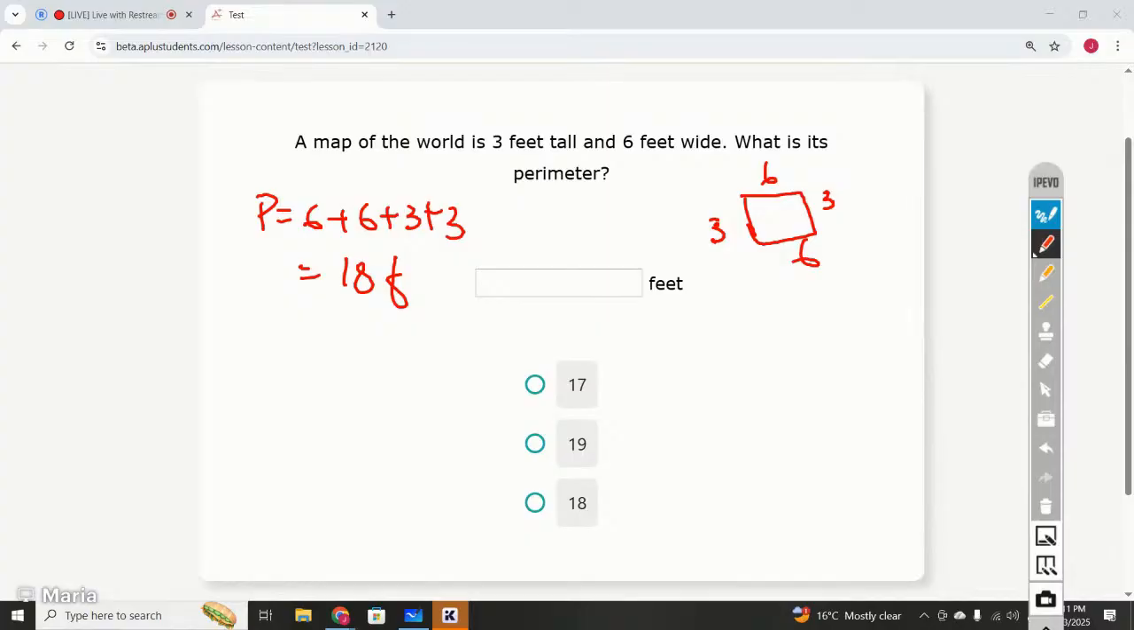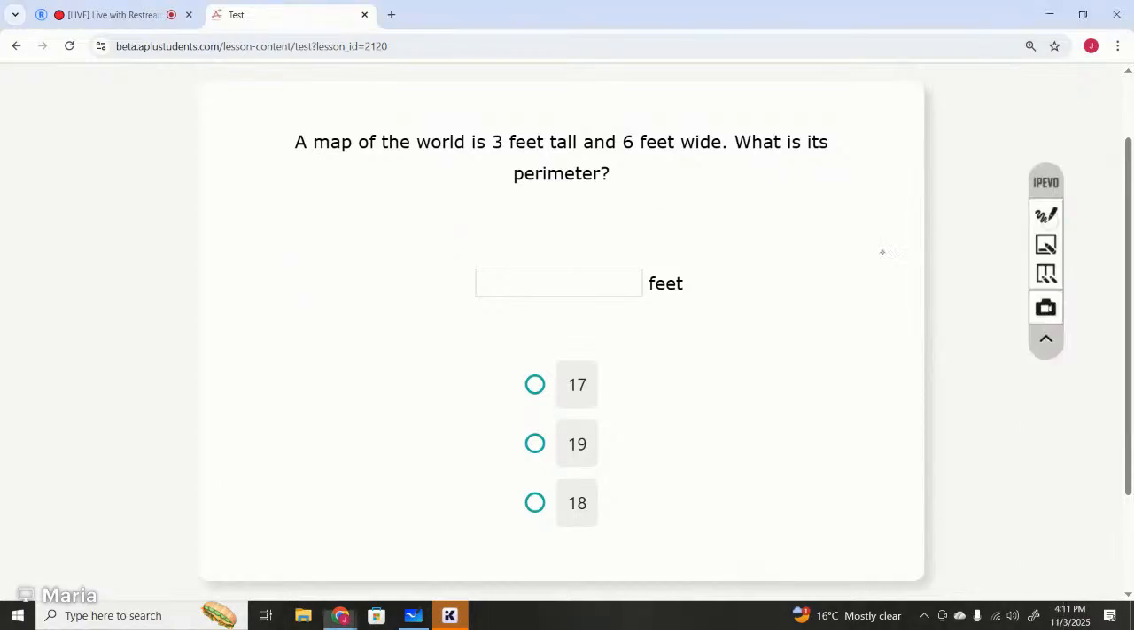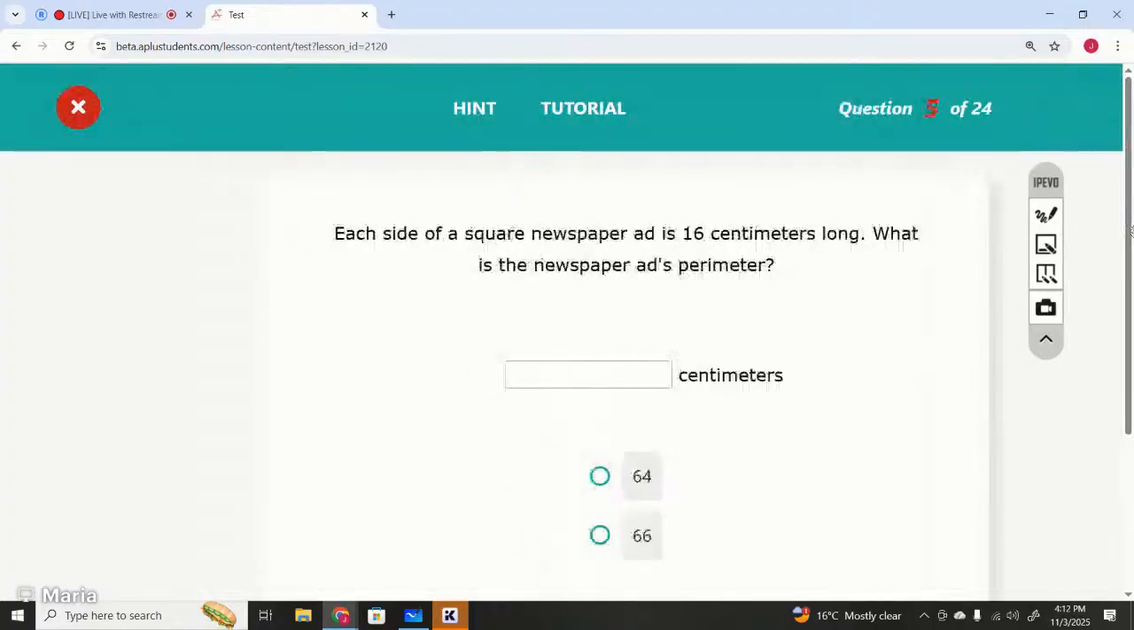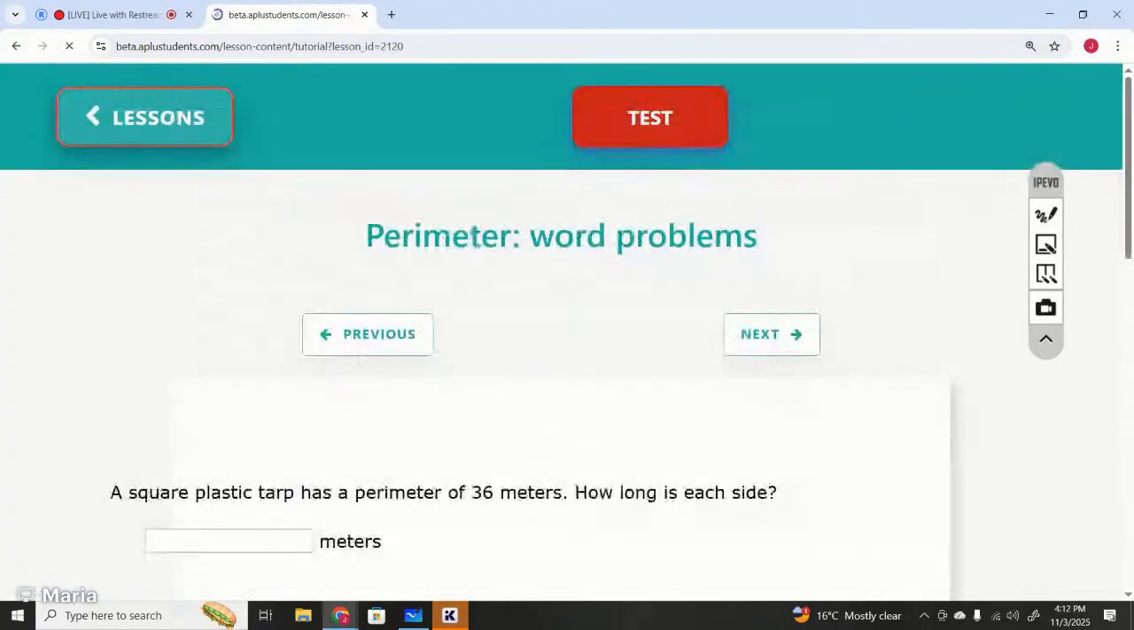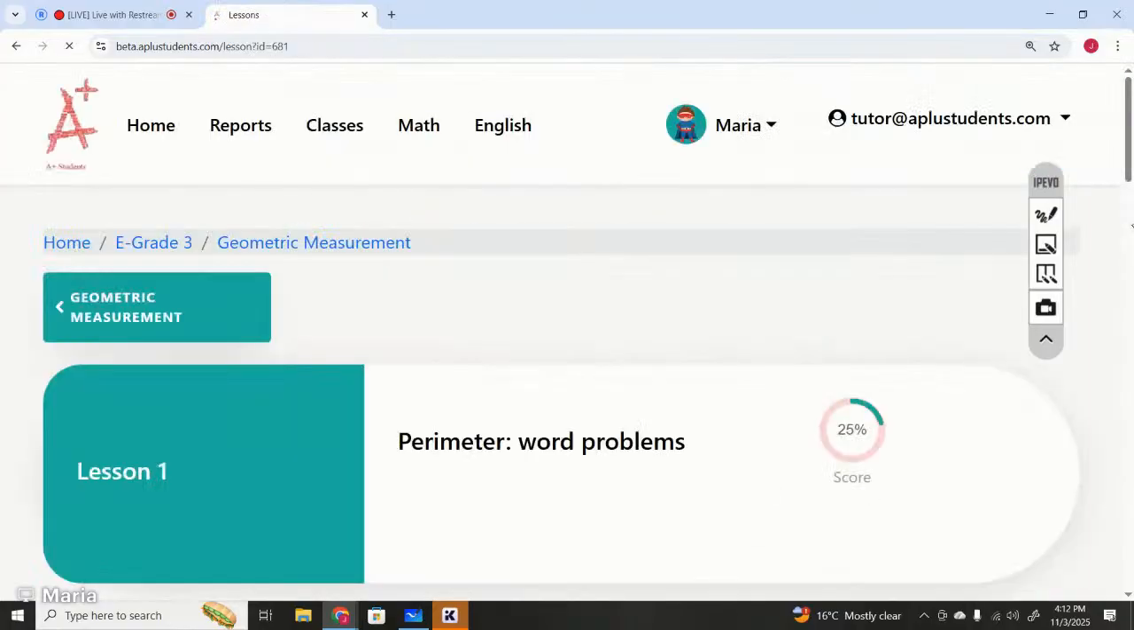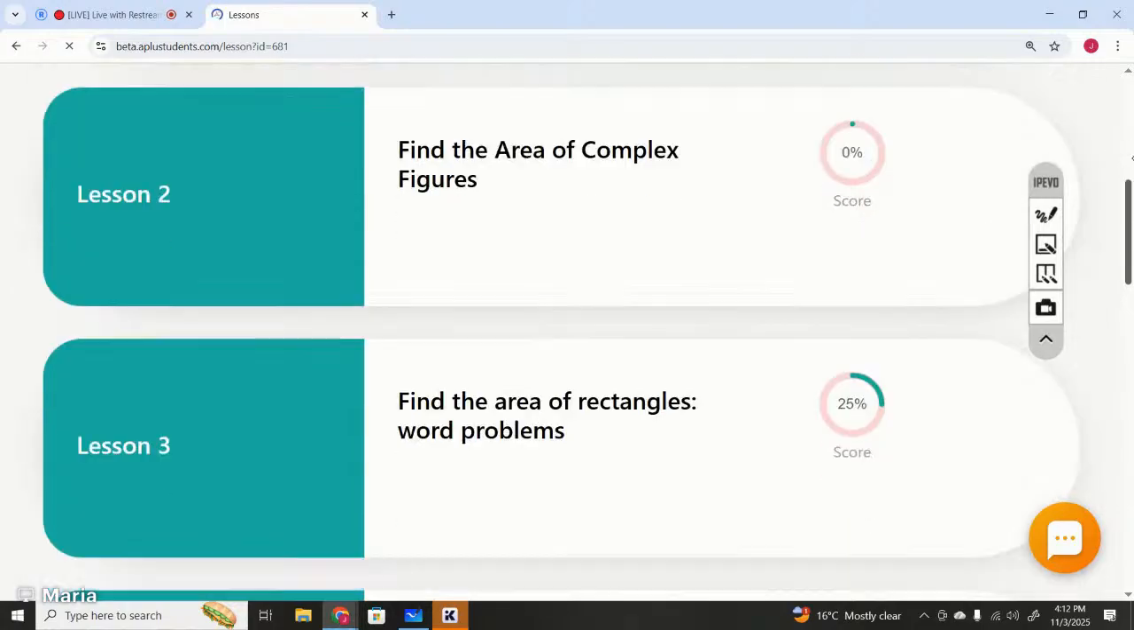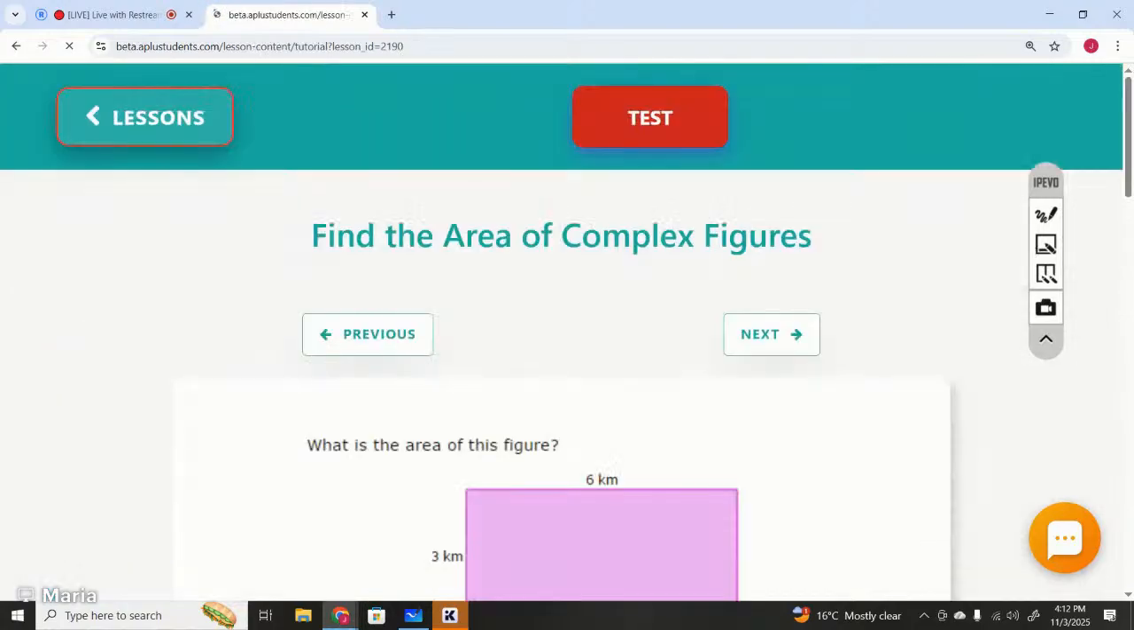Okay, you can complete the lesson by yourself later today. Let me just move on to the next lesson. The next lesson is find the area of complex figures.